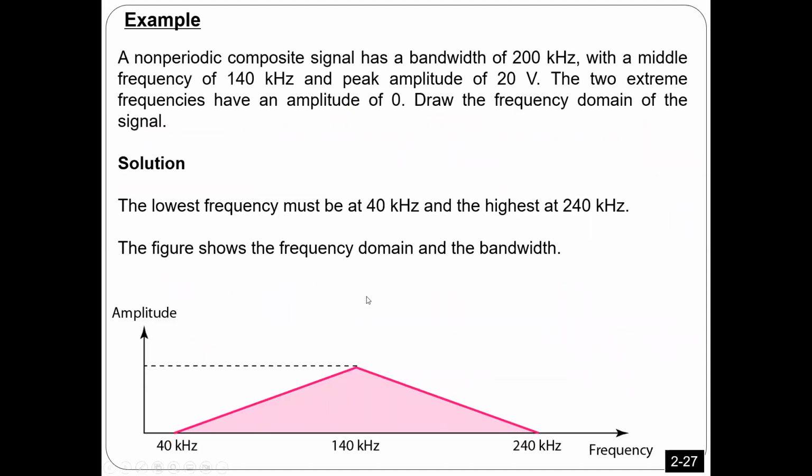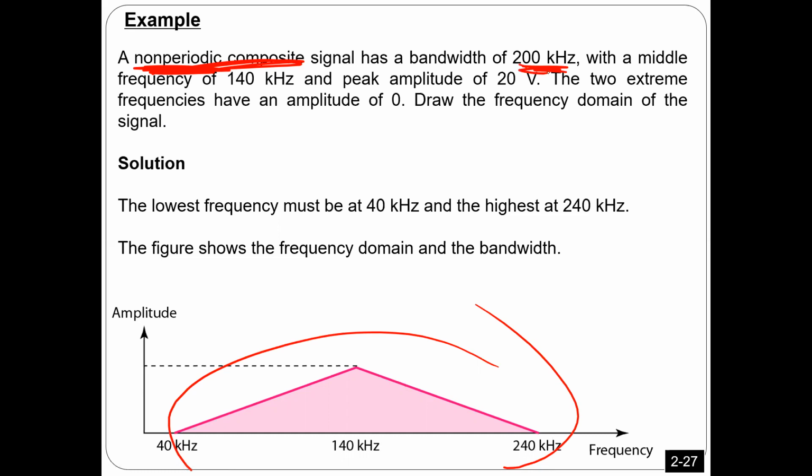Let's have another question here. I'm saying non-periodic signal. Non-periodic, so it has to be continuous right away. And then I'm telling you the bandwidth is 200 kilohertz. Again, I have some frequency here that I don't know, and I don't know this one. All I know is the bandwidth, so I know from here to here the difference is 200.